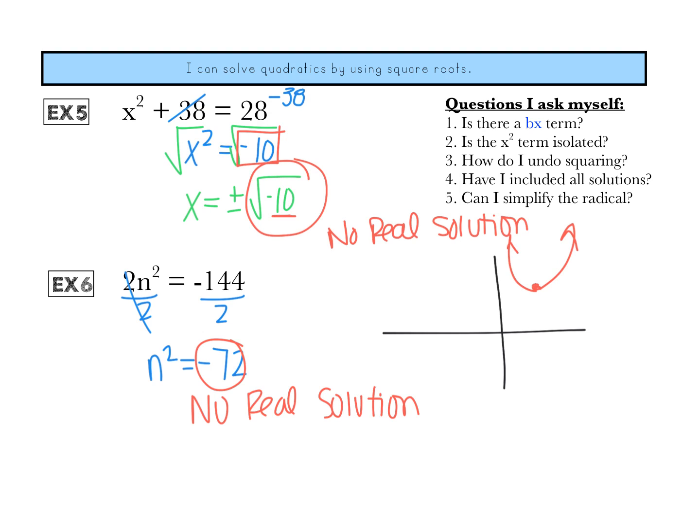Hopefully you were able to recognize it's also going to be no real solution, because when I take negative 144 and divide it by 2, I end up with negative 72, and there is no number times itself that will give me negative 72, so that's going to be a no real solution problem. Now, if it were negative 2 in front of that, negative 144 divided by negative 2 gives me a positive, so that I can solve. So just because it equals a negative number, I have to see what's going on over here before I determine that it's no real solution.